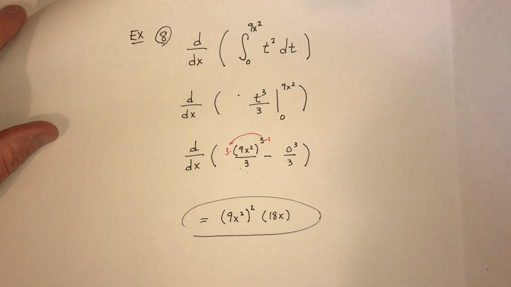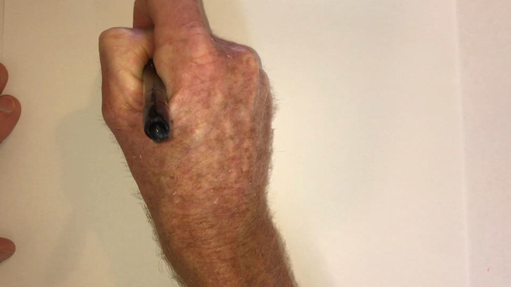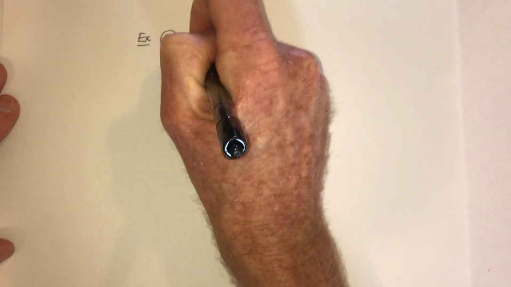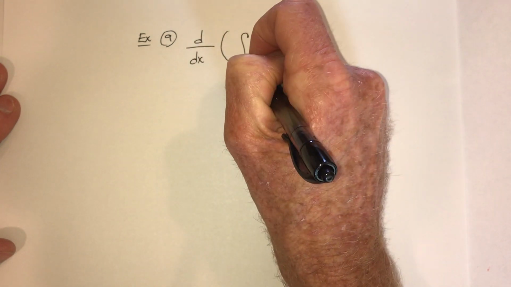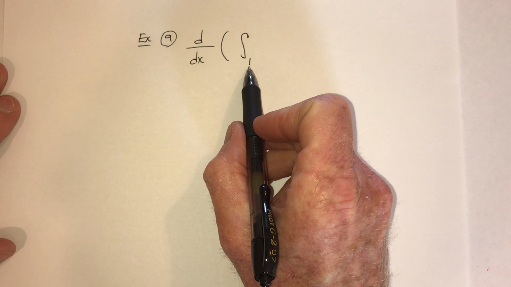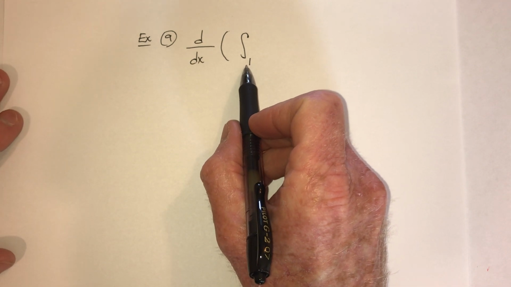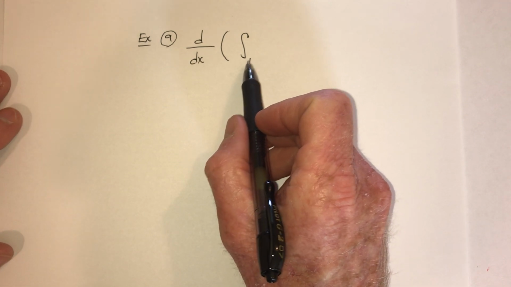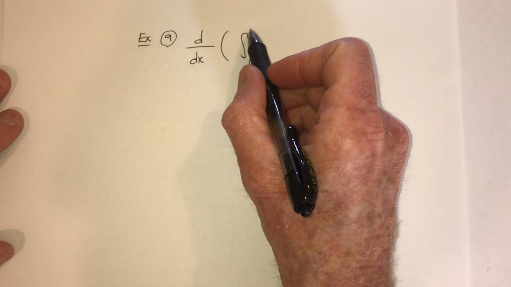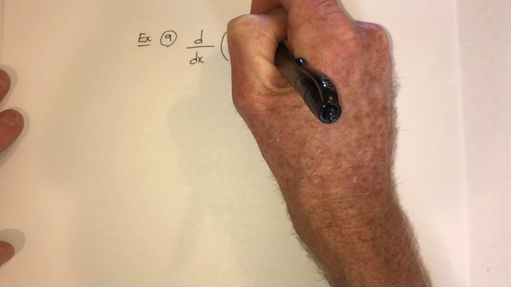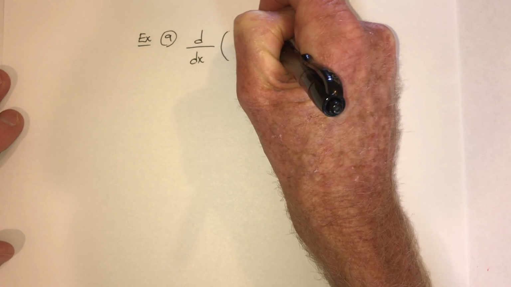Okay, let's do one more like that and see if we could do it in one step. Example number 9. So how about we're going to take the derivative of the integral from, so the bottom number, I could put 13, 1, 0, 12, whatever. That part doesn't matter because it's going to be a number. When you take the derivative of a constant, it's 0. But then this part is what makes it interesting. So what if it is the square root of x?